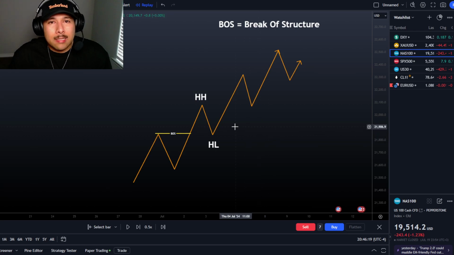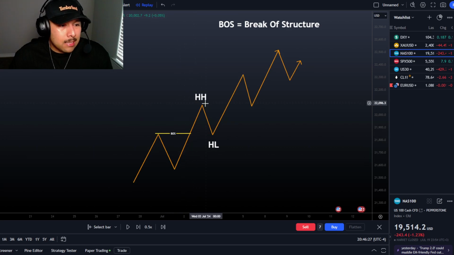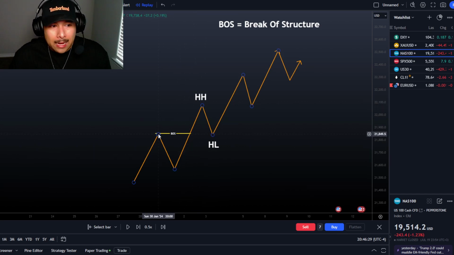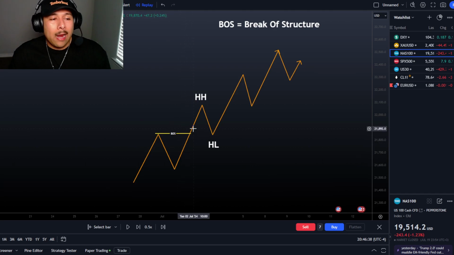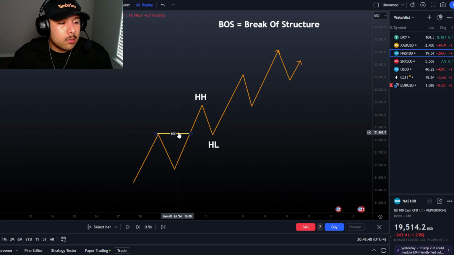So a bullish trend is identified because price, the way it's moving, is creating higher highs and higher lows. When price rallies up and breaks a previous high, it's known as a higher high, because this high is greater than this high. And while on the rally upwards, it broke the structure. BOS is a break of structure. So once that previous high has been broken, that creates a higher high.